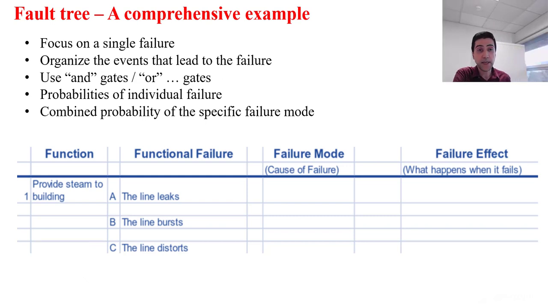We can look at a comprehensive example here in which we can look step by step into the procedure for having a fault tree. The function that we are considering here is to provide steam to a building or to an engine room. And there are different functional failures related to the steam line or the transmission of steam. It might leak, it might burst, or it might have distortion.